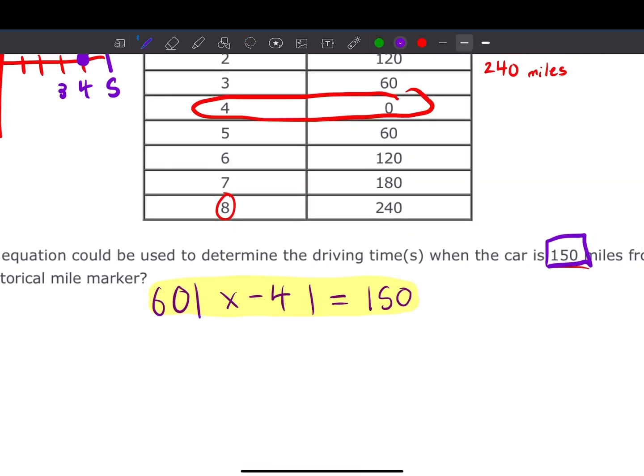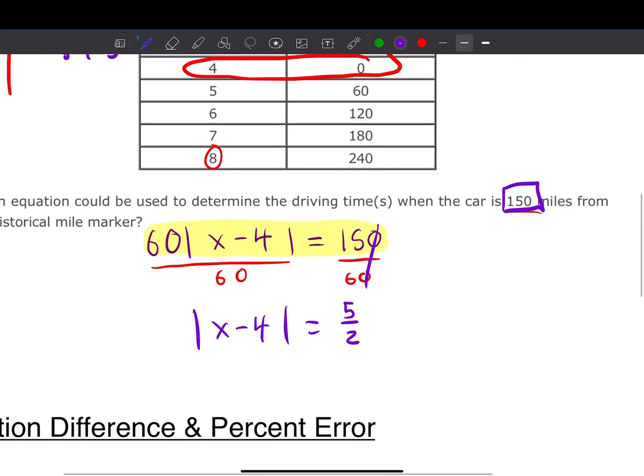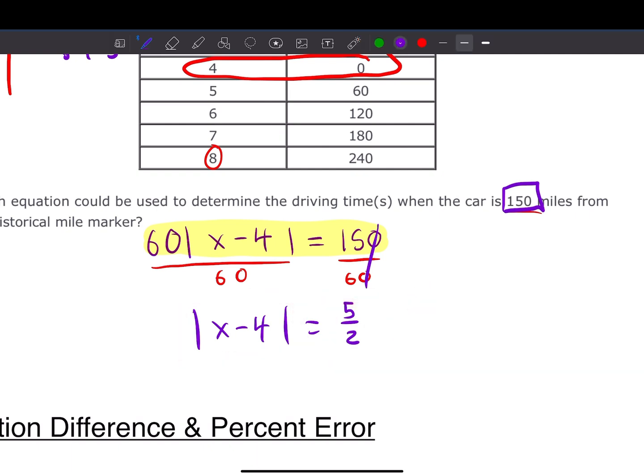Step 1, isolate. 150 divided by 60, the zeros are gone. 15 divided by 6 reduces to 5 halves. 15 divided by 3 is 5. 6 divided by 3 is 2. Yep. This is possible. Step 2, check if it's possible. Don't split it yet. Absolute value equals a positive number, 5 halves. A-okay.